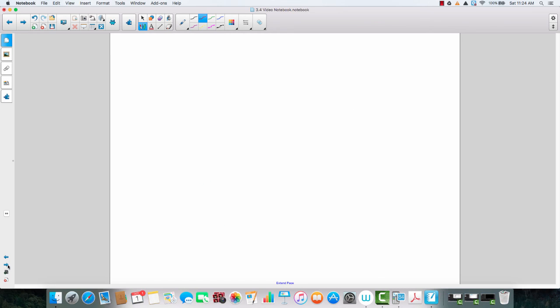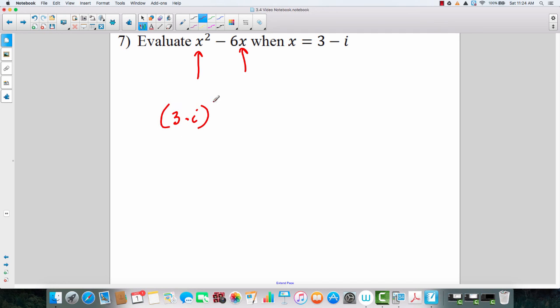Okay, do I have anything else? I think I do. Let's see, what else do we have? Oh yeah, this guy, then we'll go. So evaluate this expression when x is 3 minus i. So that just means, you know, put that stuff there. So 3 minus i squared minus 6 times 3 minus i. And then evaluate it. Just basically tell me how much it's worth.